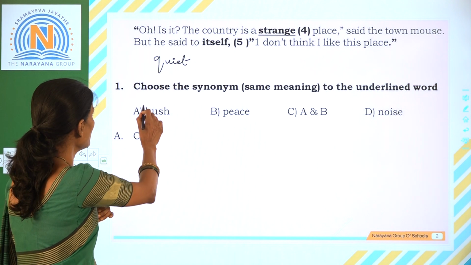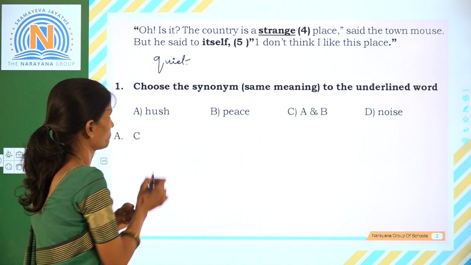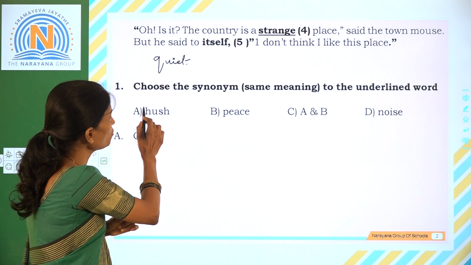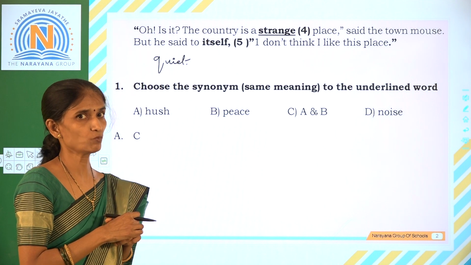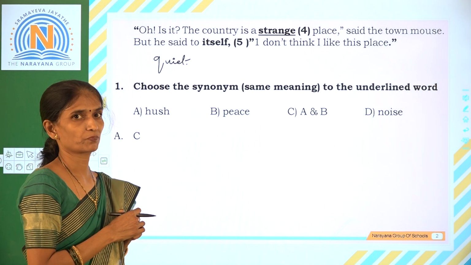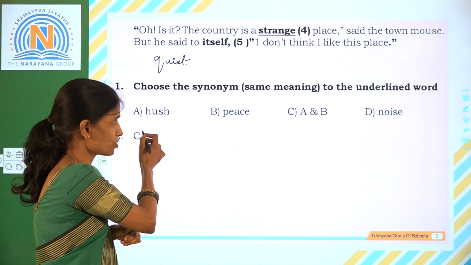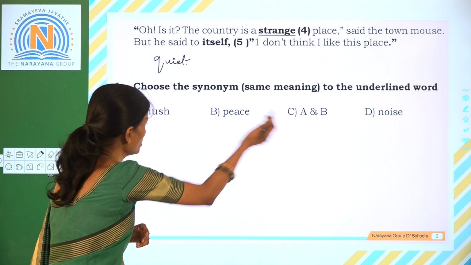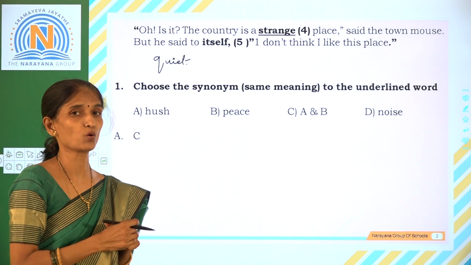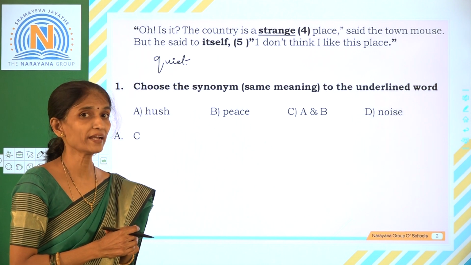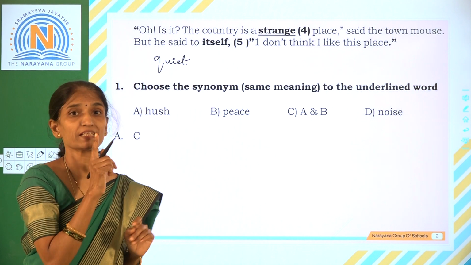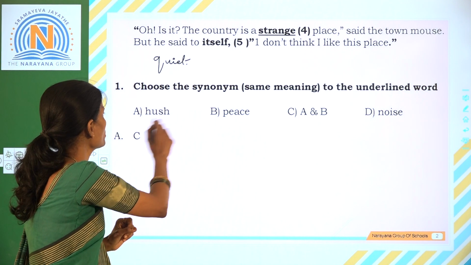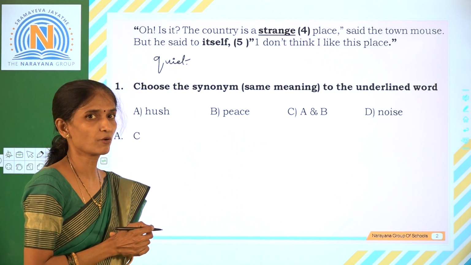Now the first question. Remember the first underlined word is quiet. Choose the synonym or a similar word for the underlined word. The options given are hush, peace, option C is both A and B, and then noise. Quiet means silent. Peaceful or hush, that is for silence. So option C, that is A and B, is correct.